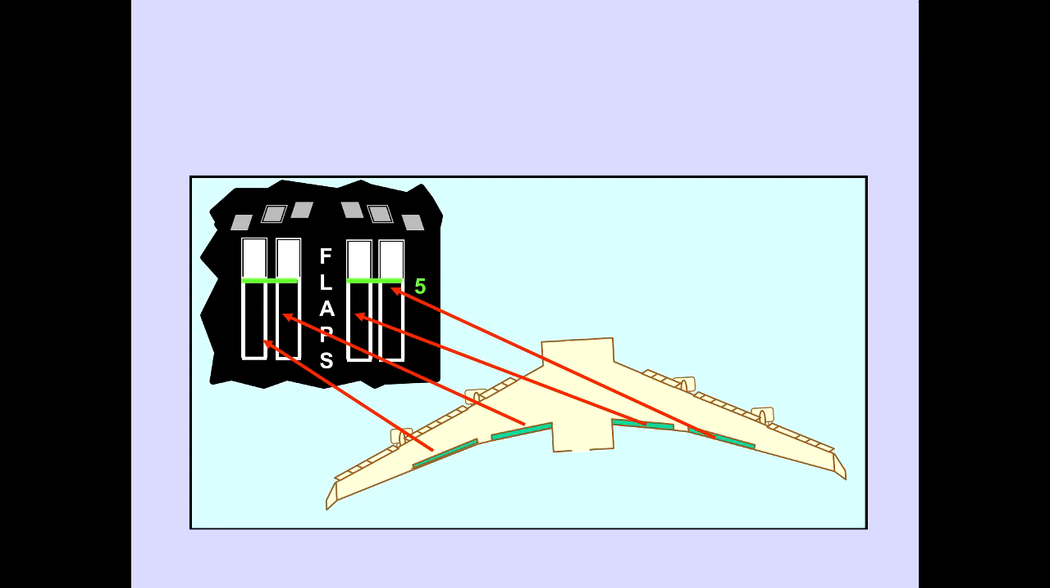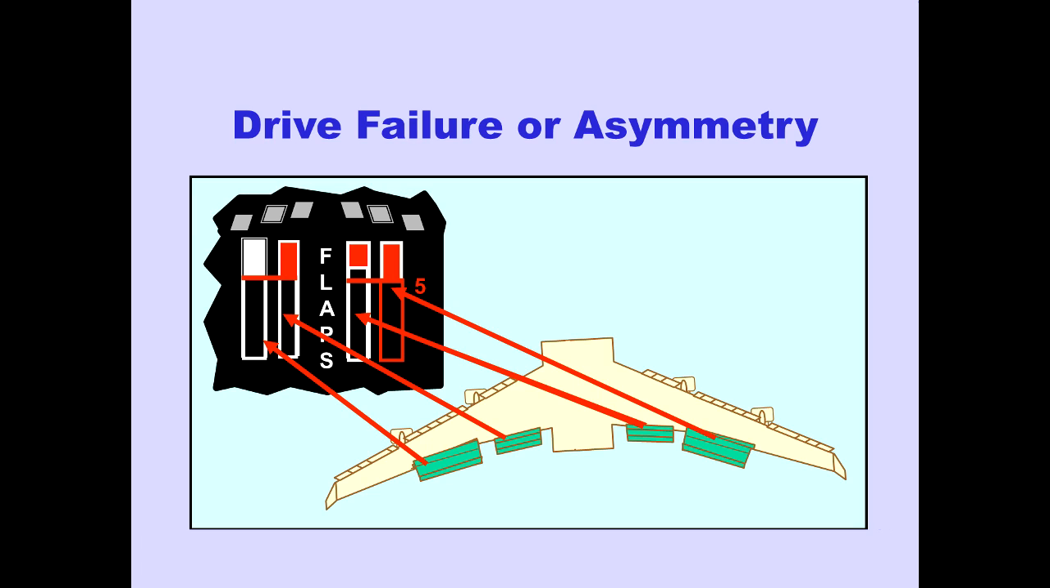A separate vertical indicator displays the position of each inboard and outboard trailing edge flap. If a drive failure or asymmetry condition exists in either trailing edge flap group, the vertical indicators for the failed group are displayed in amber.